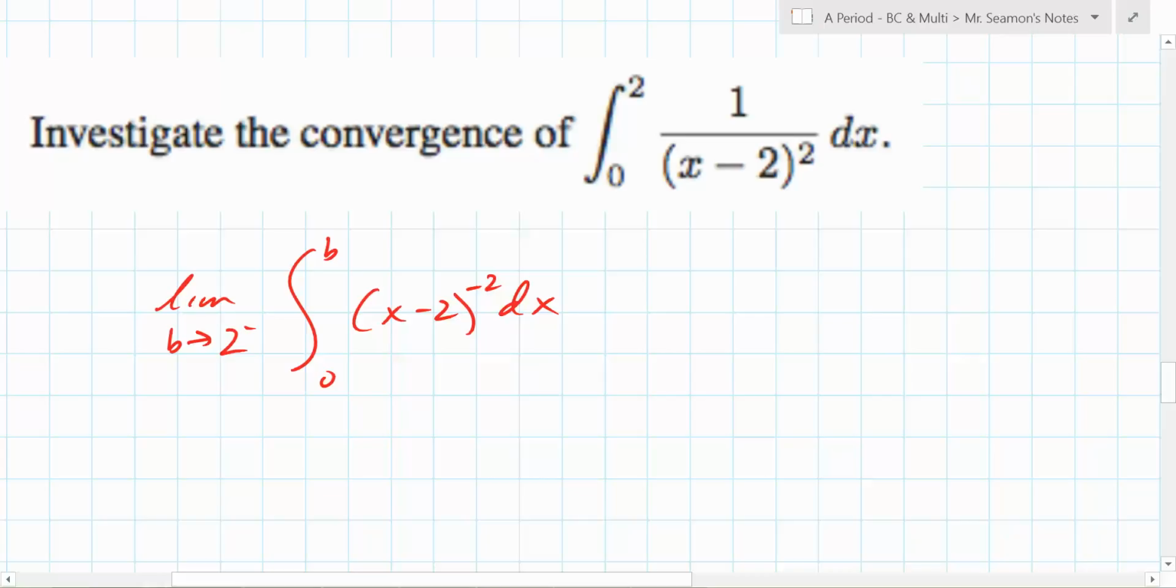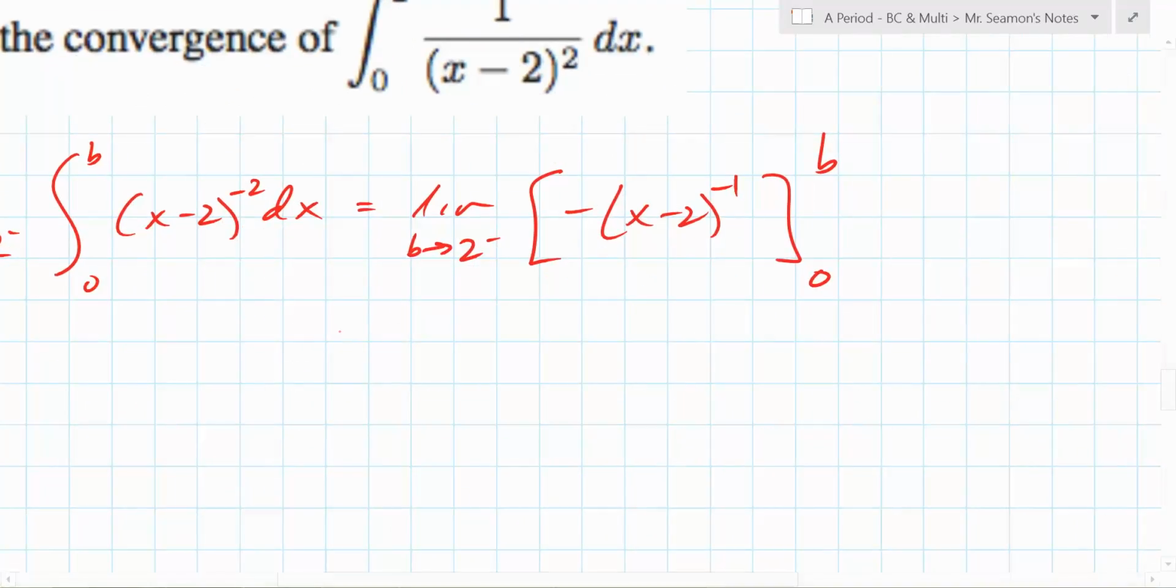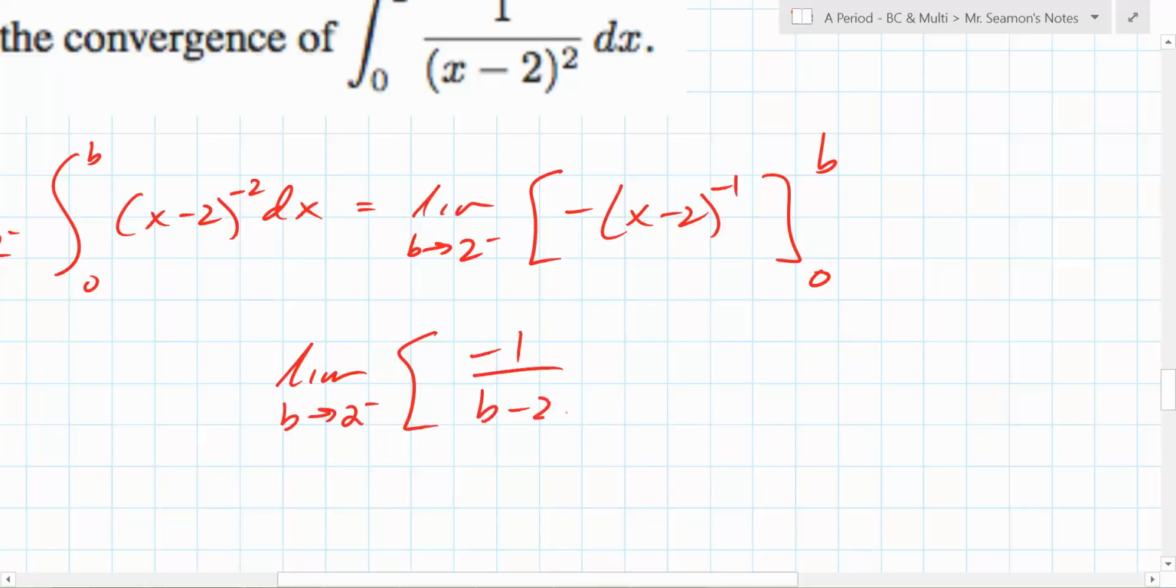Now theoretically, this one is very similar to the one we just did. So if we integrate what's inside, we still have the limit as b goes to 2 from the left of, what is it, negative 1, is it 1? No, it's just negative x minus 2 to the negative 1, right? From 0 to b. So you plug b in, and what do you end up with? You still have the limit outside. Negative 1 over b minus 2 minus negative 1 over negative 2.